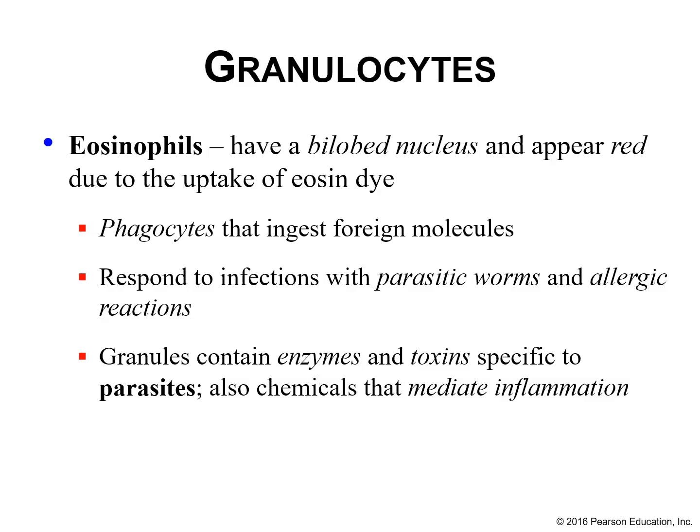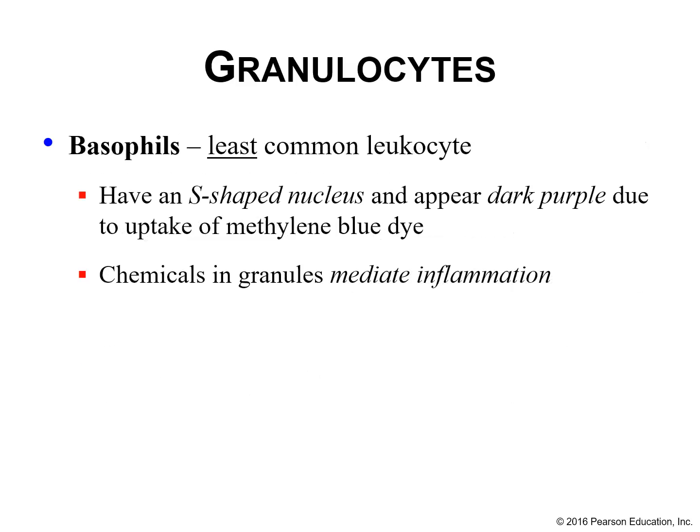Eosinophils in their granules also have an amount of an agent called histamine. So granules within eosinophils have many enzymes and toxins specific to parasites, but they also contain chemicals, like I said, histamine, that mediate inflammation. By the way, the eosinophils represent roughly 2 to 4% of what we'll call a white blood cell differential, where you take the percentages of each individual leukocyte.